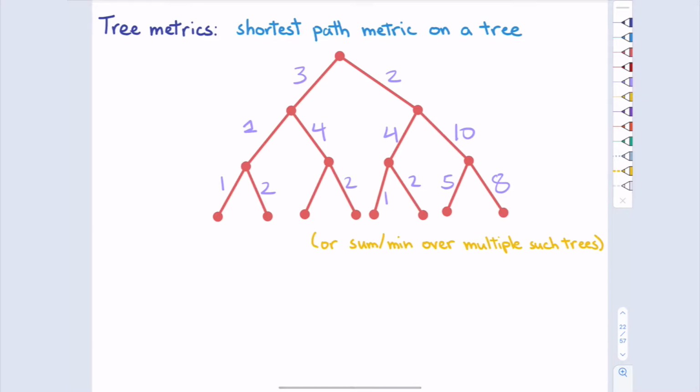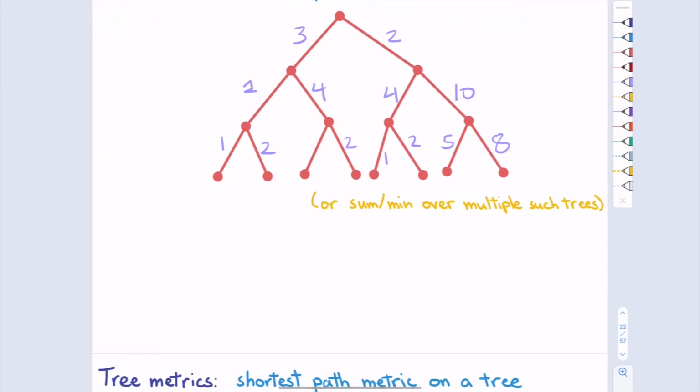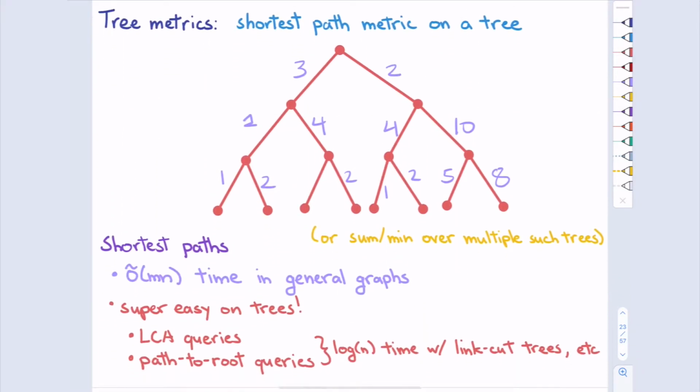Yeah, you can just run Dijkstra from every vertex. That's simpler.